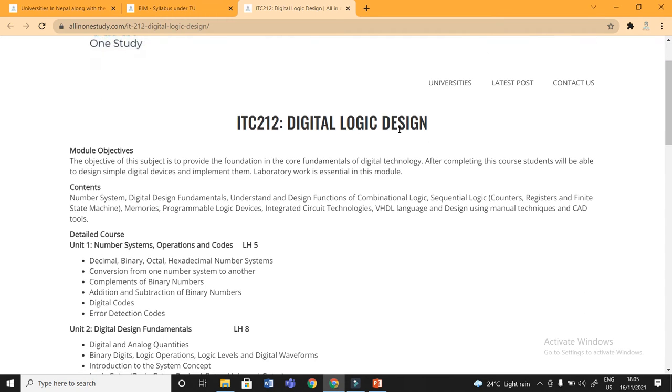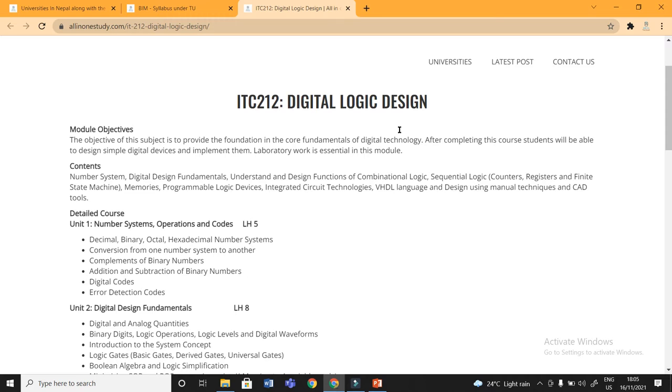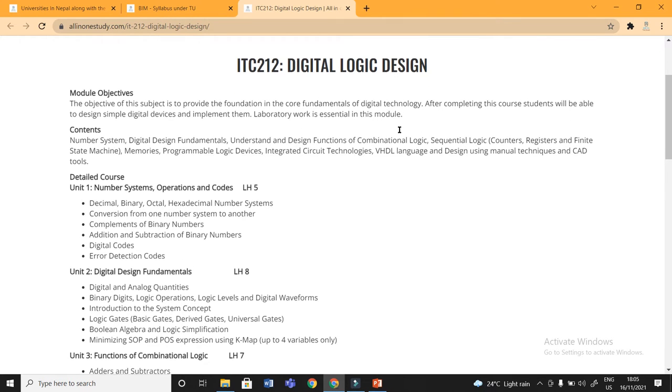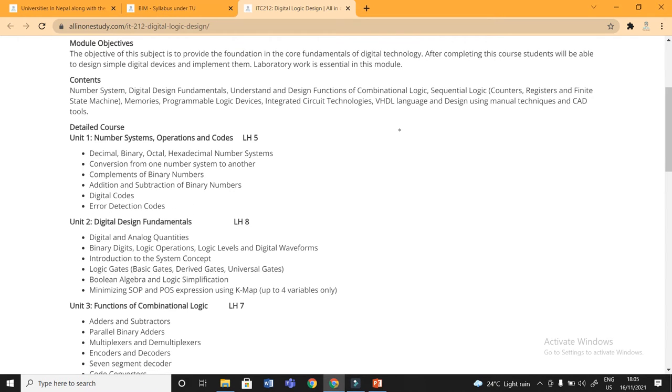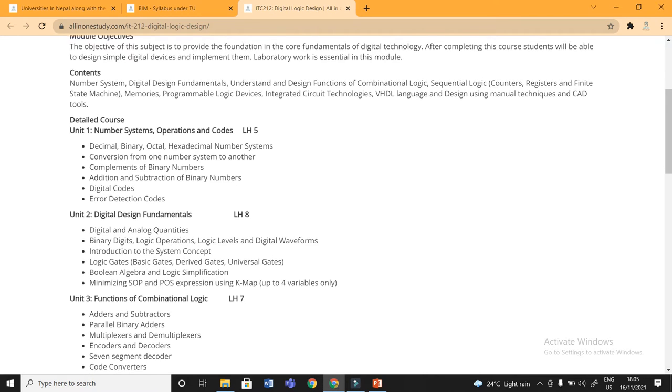Here are the module objectives and contents. In summary, in this course you have to gain knowledge of various number systems and conversion from one number system to another. After that, we will go through the complements of binary numbers, and the addition and subtraction of binary numbers. Then we will deal with certain digital codes. They can be alphanumeric codes like ASCII, or normal codes like gray code or other codes.